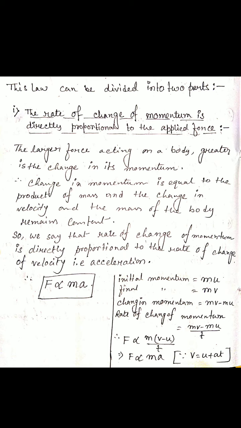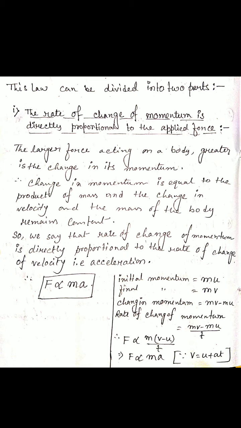So we can say that the rate of change of momentum, if mass is constant, so if we remove this one, is directly proportional to the rate of change of velocity, and rate of change of velocity, that means it will be what? Acceleration. When the velocity changes with time, it will be acceleration. I hope it is clear to everyone.